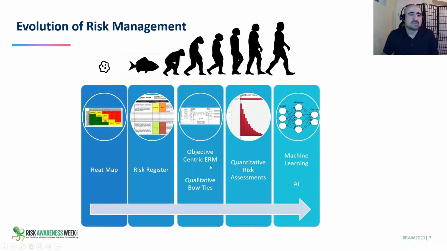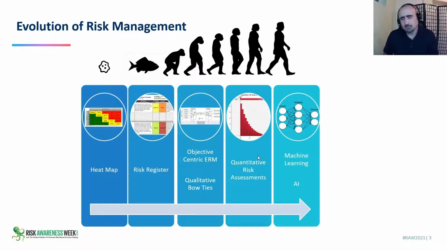Then you get objective-centric ERM and qualitative bow ties, which are getting nearer to good practices. So those are steps forward. Then you've got quantitative risk assessments, Monte Carlo simulation, or layer of protection analysis with all the mathematics backing it. And eventually machine learning, AI, we'll see where the discipline goes. So this is just a way to see how things are progressing over time in this space.